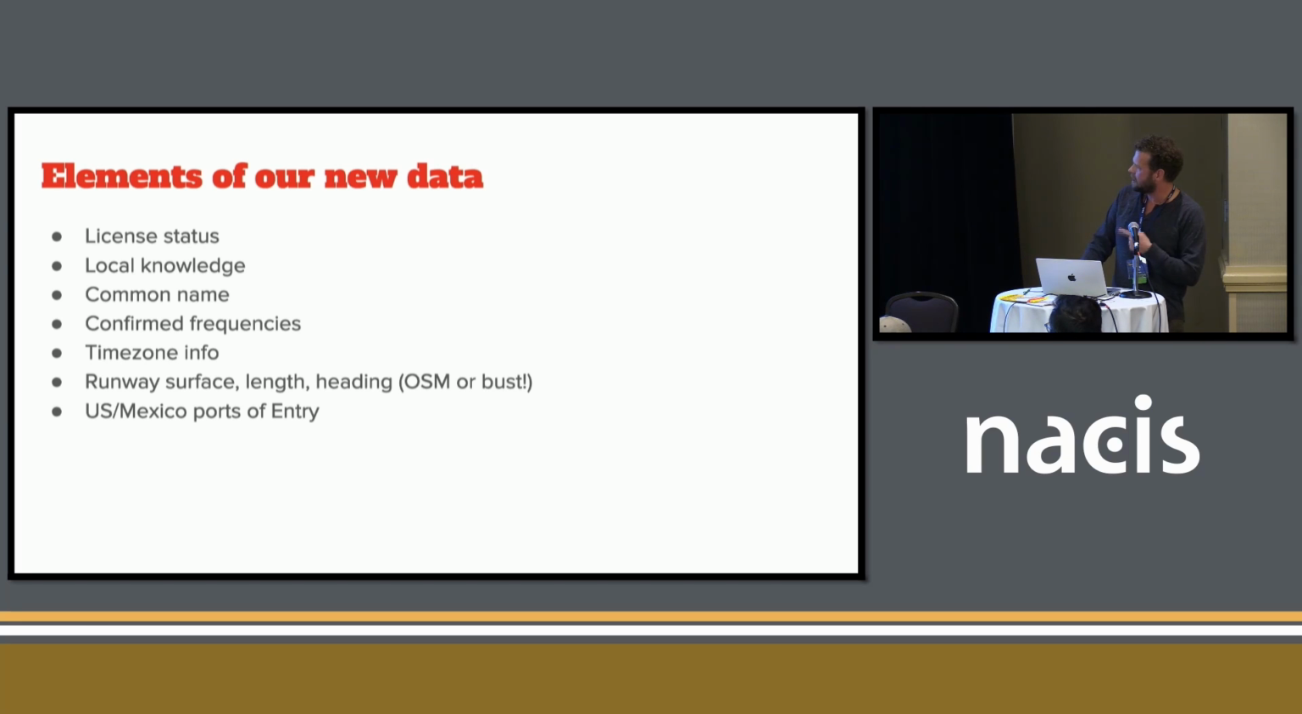One neat thing about this that we're using OpenStreetMap for is runway surface, length and heading, and it turns out there's a lot of missing data out there. The way the tool works is it brings in the OpenStreetMap data, and if it's missing, then we contribute it back to OpenStreetMap, and then the tool is able to pull it in again from there. And then finally, we also do all the US and Mexican ports of entry for border crossing reasons.